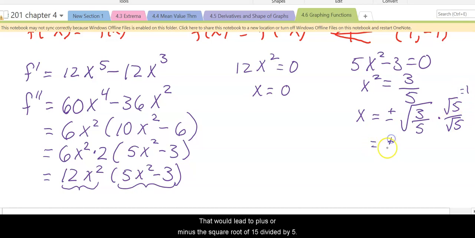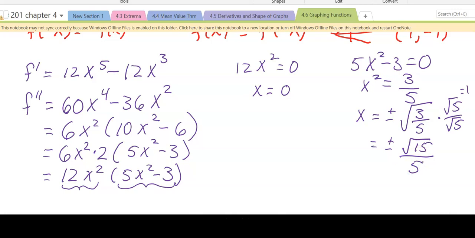That would lead to plus or minus the square root of 15 divided by 5. For my students, I do not care if you leave it as the square root of 3/5. Just be sure that that square root extends all the way from the bottom of the 5 to above the 3. This gives us our last two of the 4 solutions for that 4th degree second derivative.